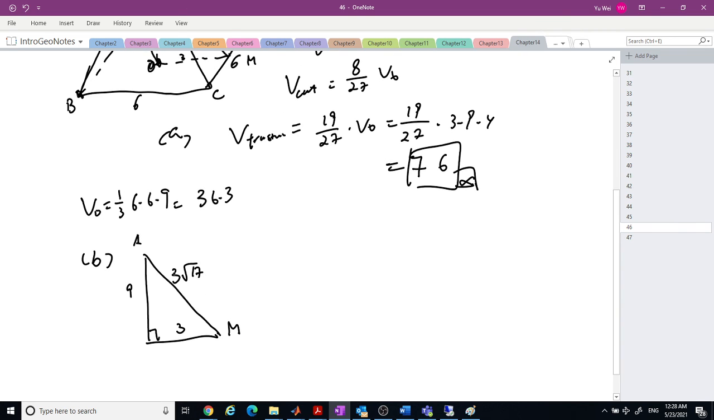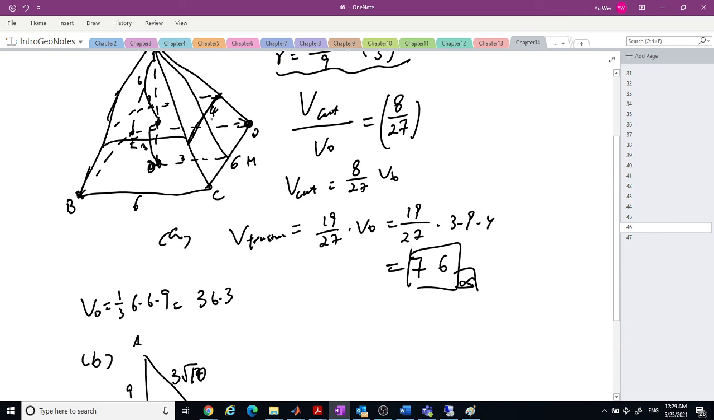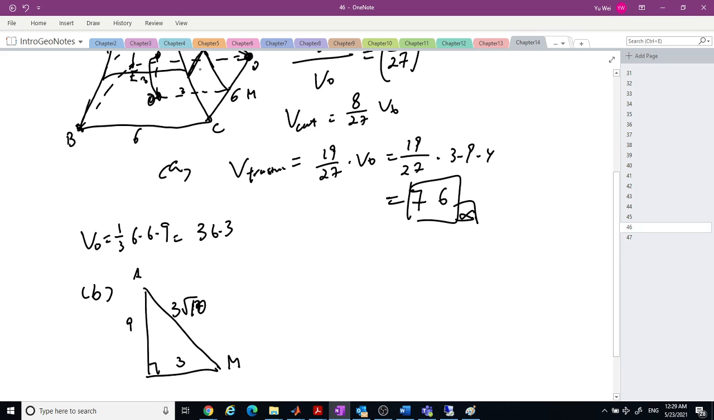Wait. 3 times 3, 10. Okay, 3 root of the 10. Now this one is 1/3 of that. So the height of the isosceles trapezoid will be 1/3 times the 3 root 10, so the height of the trapezoid is root 10.